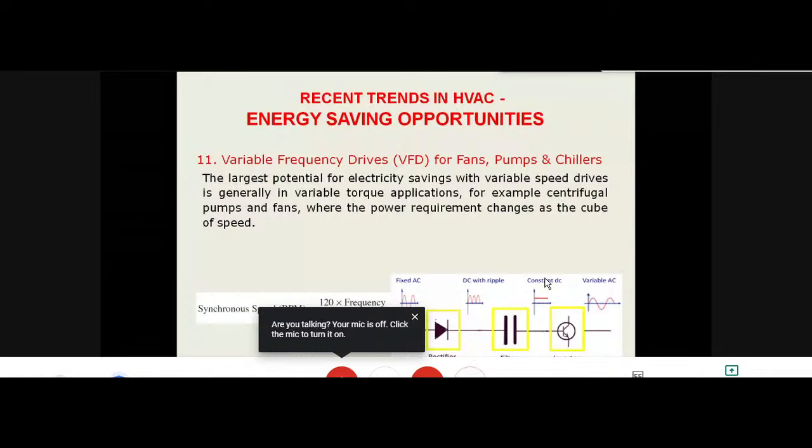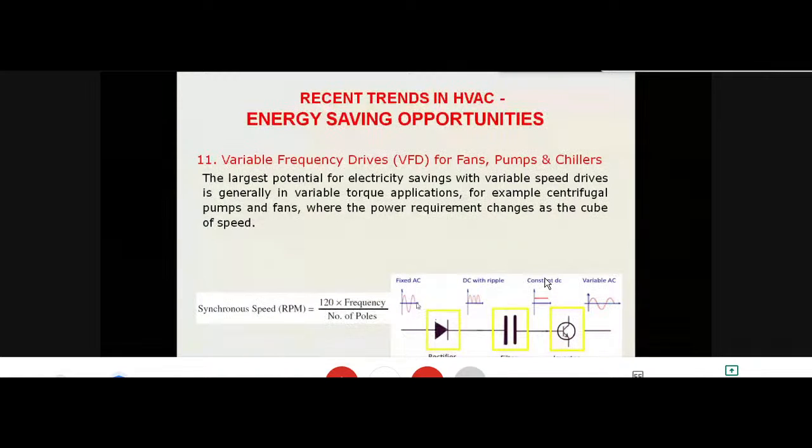This is the schematic representation. This is the fixed AC current, a sinusoidal wave, 50 hertz, and it is converted into DC, and finally we get variable AC. That's what I said: changing the frequency, it may be 35 hertz or 40 hertz. We are changing the frequency accordingly, the speed of the motor is changing, and we are getting the benefit on the power side.